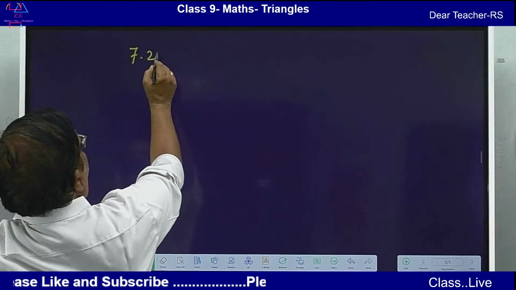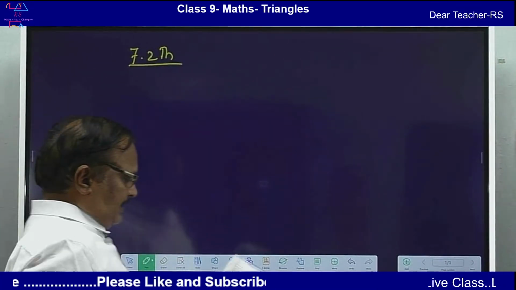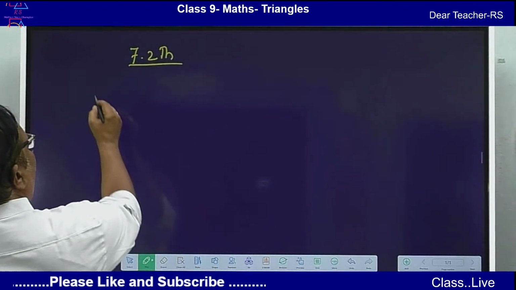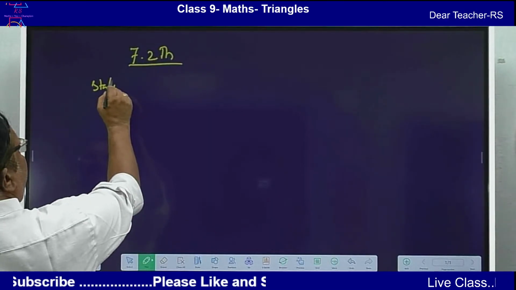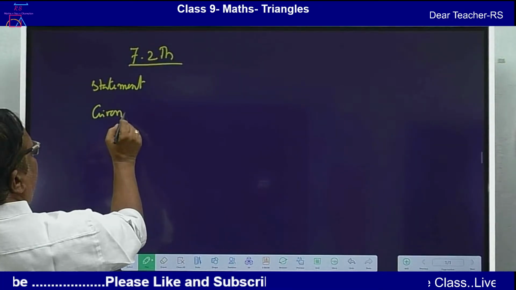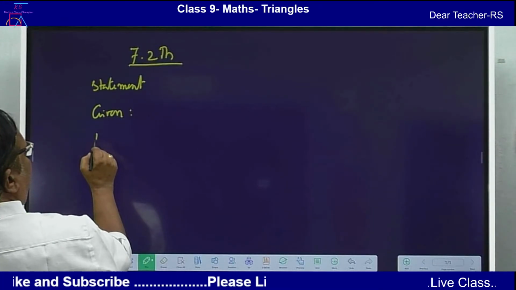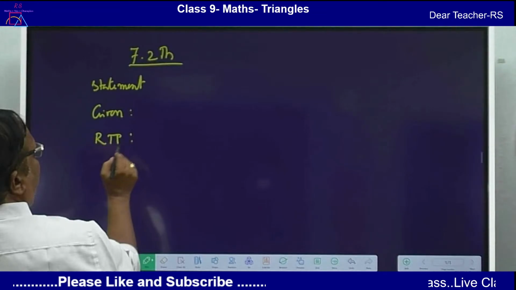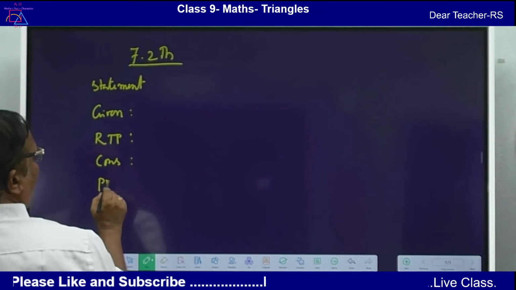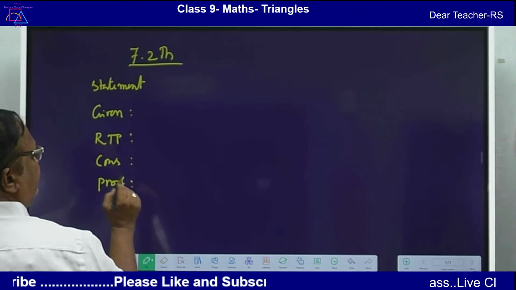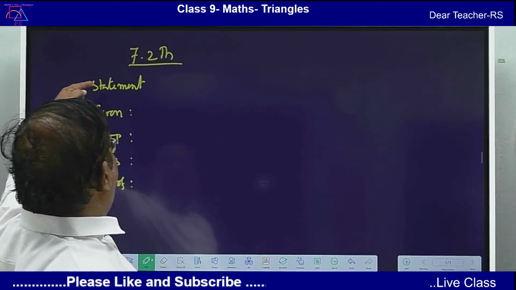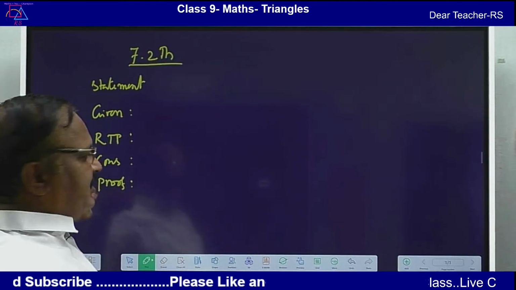It is in your textbook only. For every theorem you will have some steps. What is that? Statement you have to write. And after drawing the diagram, you should write given and then RTP and then construction, if any, and proof. So these are the steps of every theorem: statement, given, RTP, construction, and proof.